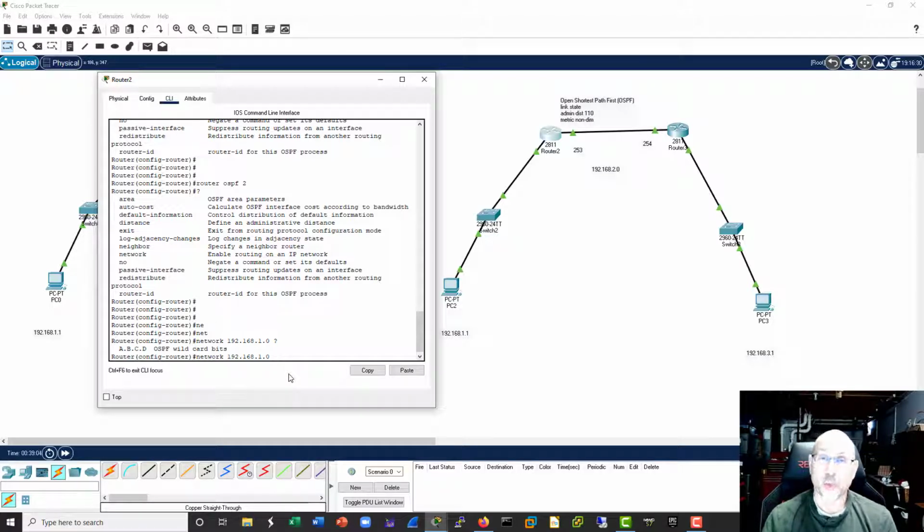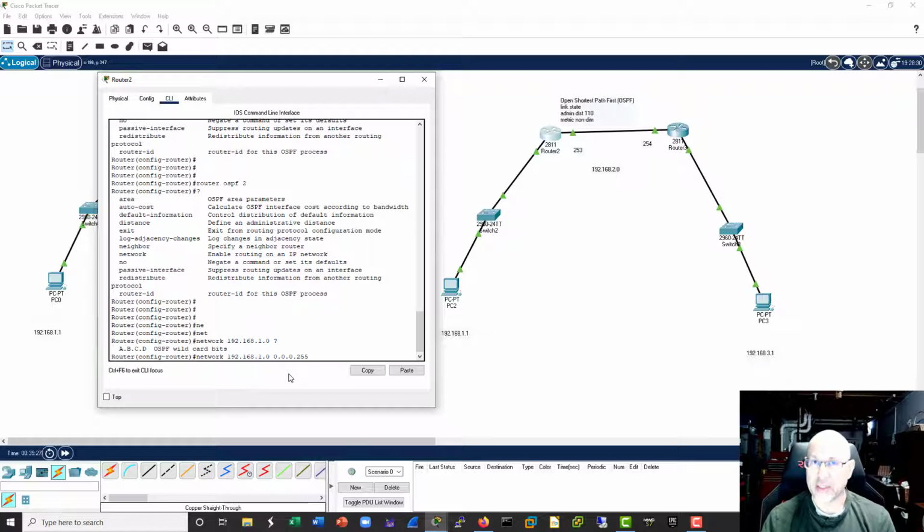OSPF uses wildcard masks instead of net masks, and so for right now, we'll just say that wildcard masks are sometimes called the inverse of net masks. Now, wildcard masks are more flexible than net masks, but for right now, we're just going to flop the ones and zeros. So there we are.